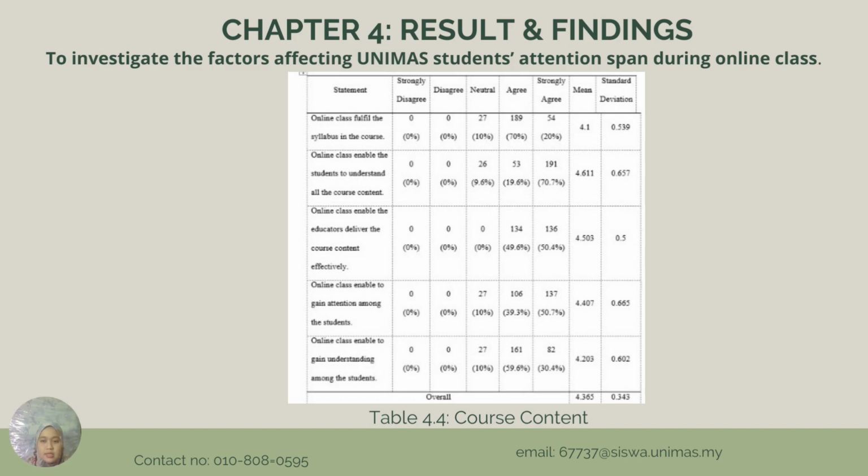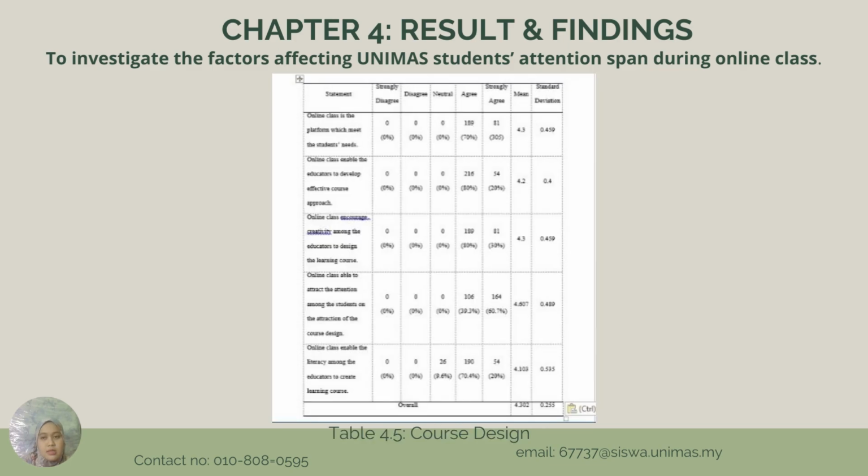0.539. Next, the overall mean of the course content is 4.365 and standard deviation is 0.343. Thus, there is agreement about the course content. The descriptive statistics of 5 items of course design are listed in Table 4.5.